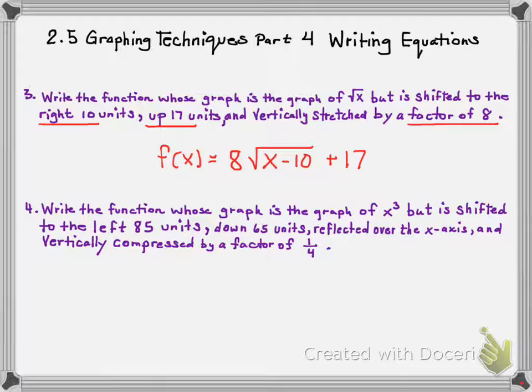And last one, number 4, we're going to write the function whose graph is the graph of x cubed, but is shifted to the left 85 units, down 65 units. This one has a reflection. It's reflected over the x-axis. And it's vertically compressed this time by a factor of 1/4. Notice that 1/4, that's between 0 and 1. Up above, we had a vertical stretch because that 8 was greater than 1.